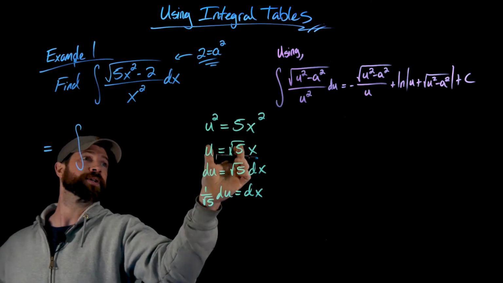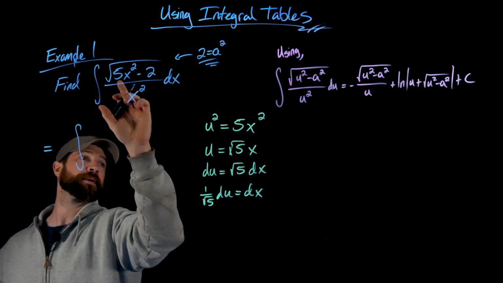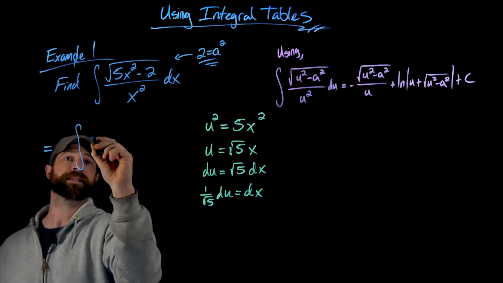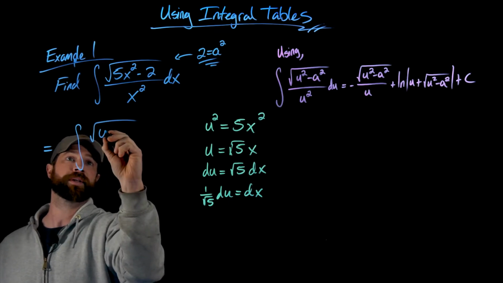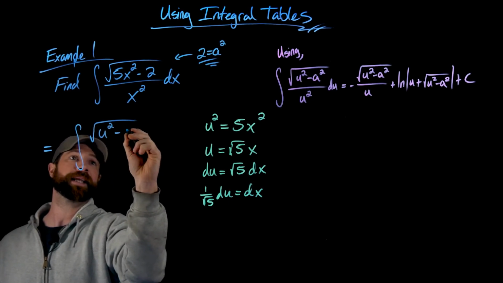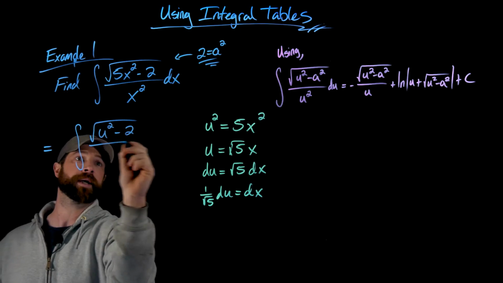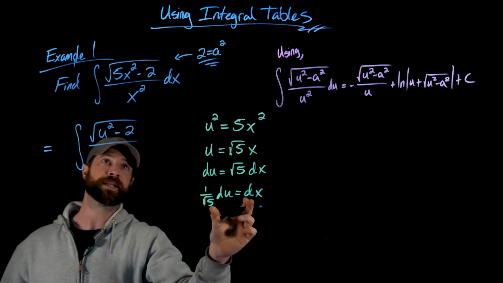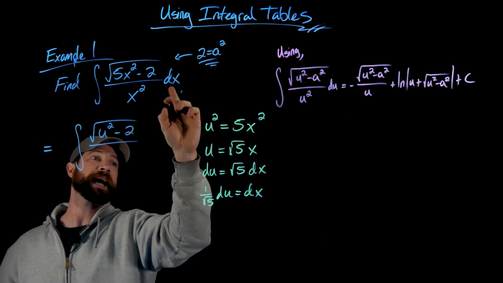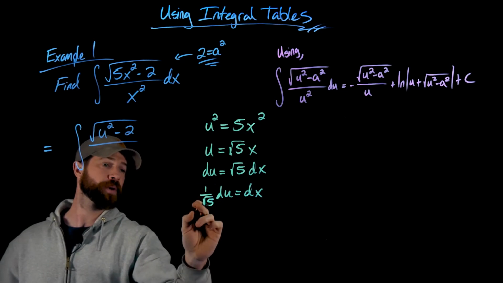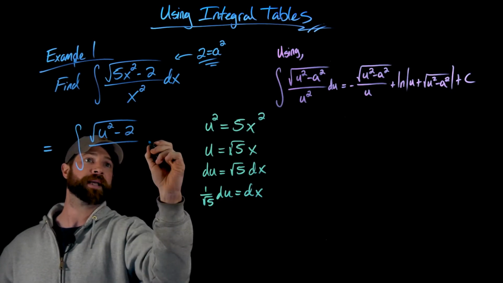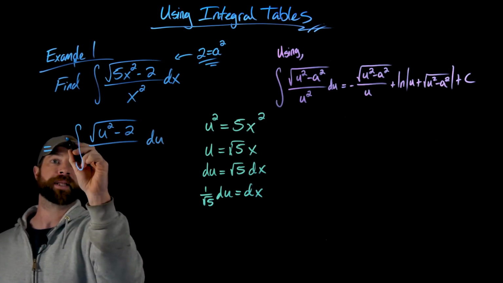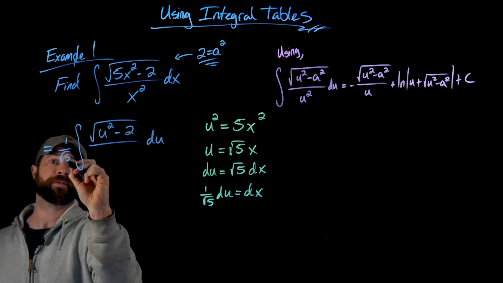With that substitution, I know that this 5x squared part becomes u squared. That's really important. That's what I wanted. So I got u squared right here, minus 2 is my a squared. And then when I do my swap with my differentials, dx is this 1 over square root of 5 du. So I'll make that swap right now, and I'll put that constant out here out front.